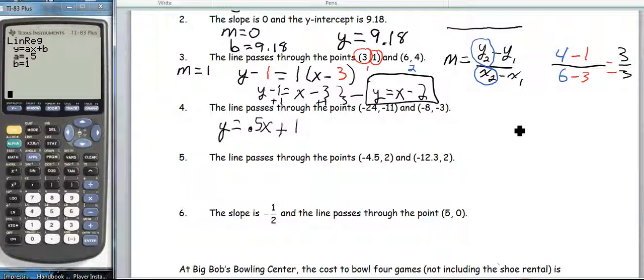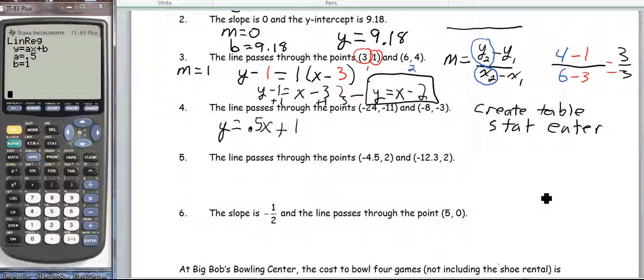So what I want you to write is, to create a table, it's stat, enter. You need to memorize these. I cannot stress enough: memorize how to do this in your calculator. And then to find the equation. Oh, and then I need to put up here x in L1 and y in L2.